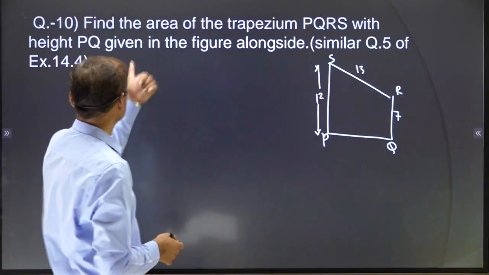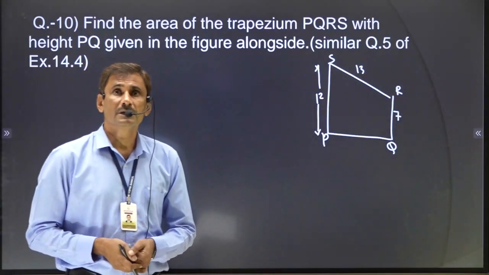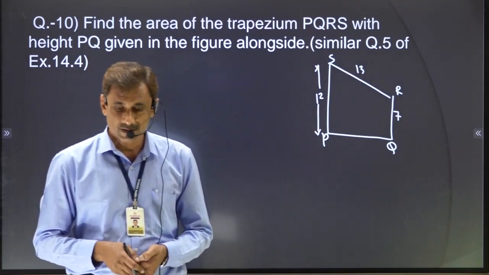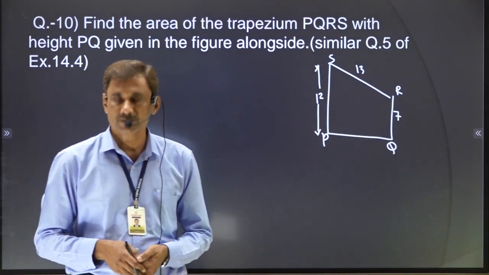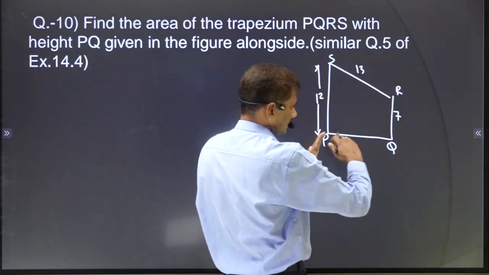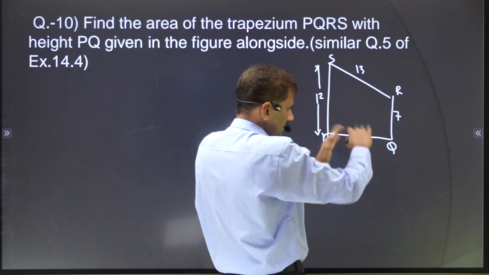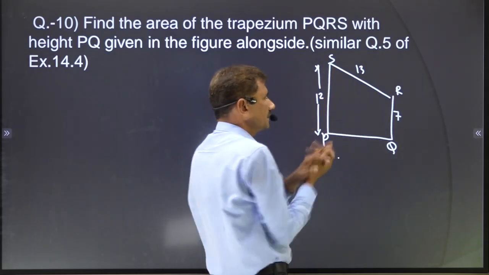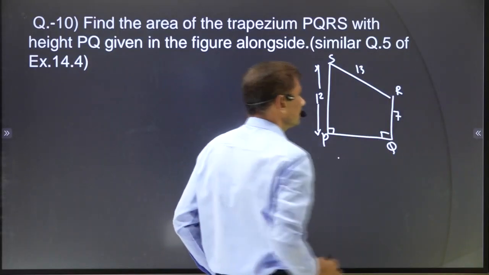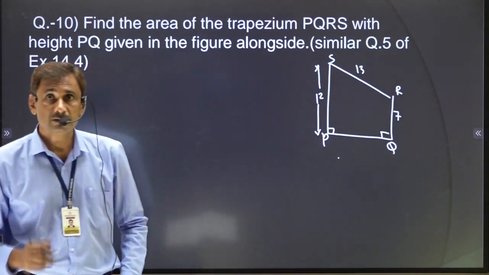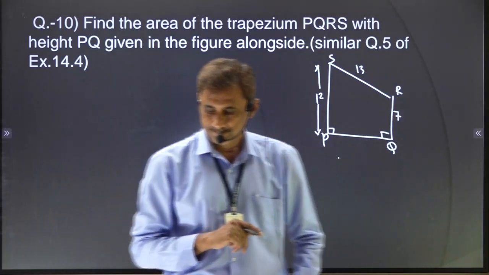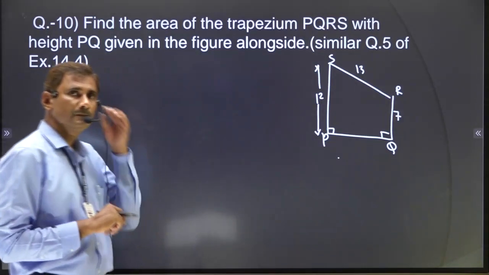Now they have given height PQ in the figure, which means it is perpendicular. Height PQ means what? Distance between two parallel sides. Okay, that becomes the height. Actually now it is a base, but if you turn it, then it will become the height. So it means there is a right angle here. Why do they use the word height here? Okay, that's why.